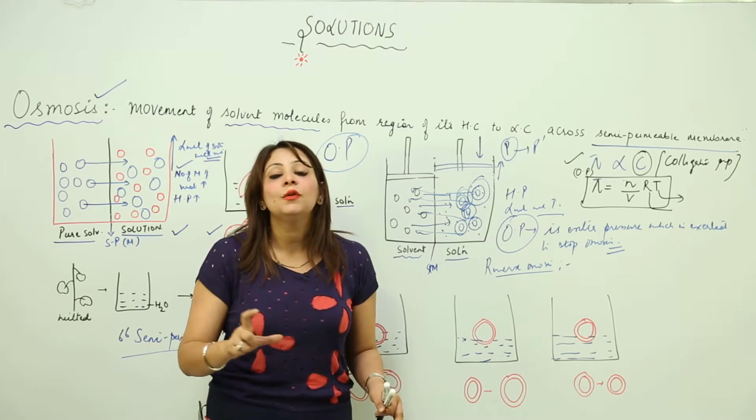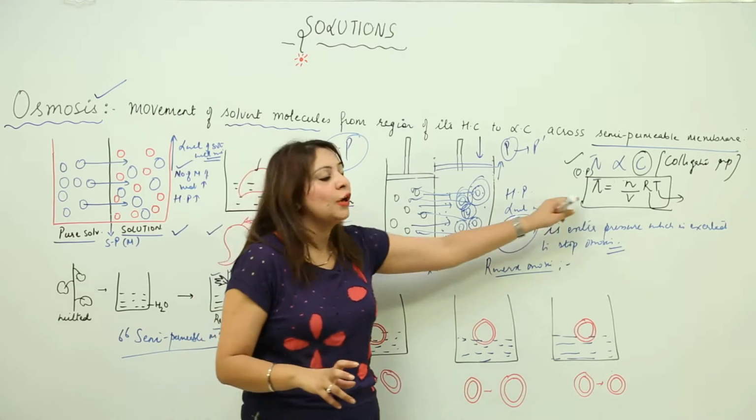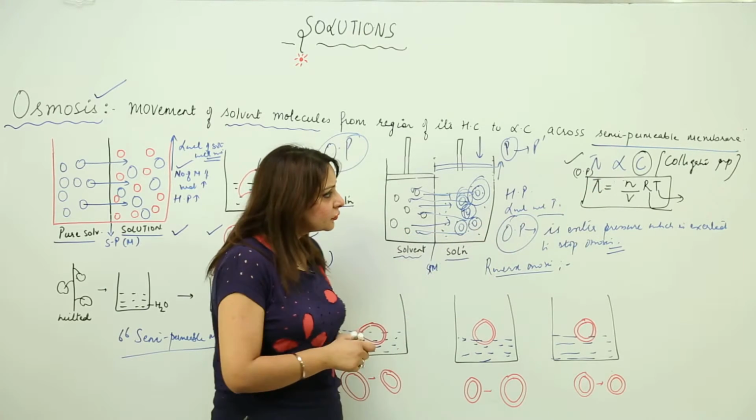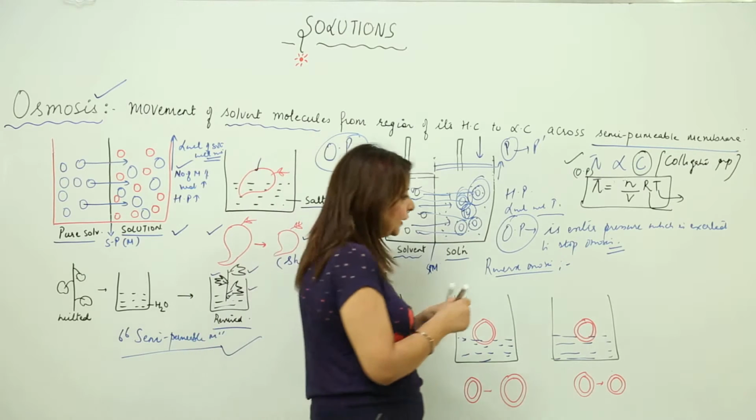It is just concerned with the number of the solute particles and likewise the binding force. So this is what it is, a colligative property. Now, if we wish to calculate molar mass due to osmosis, then how can we do that?